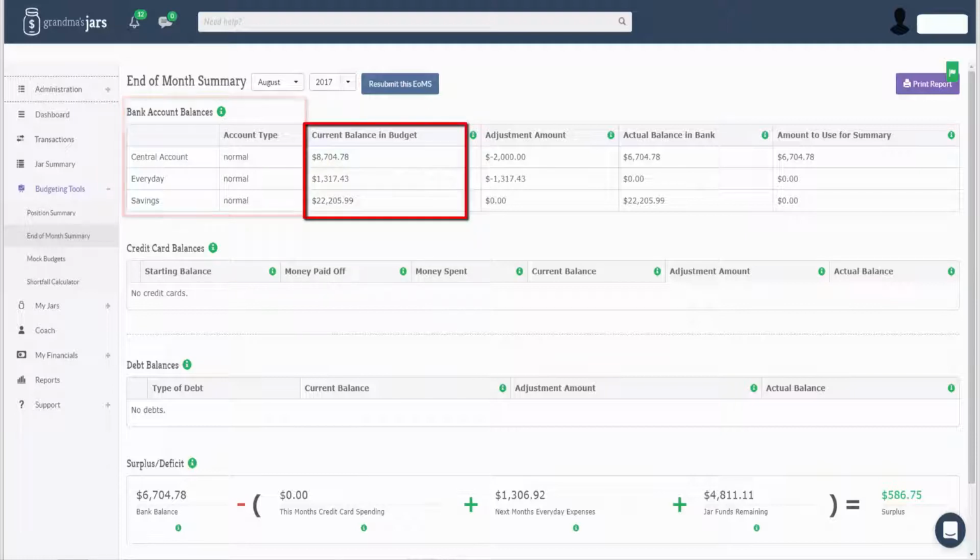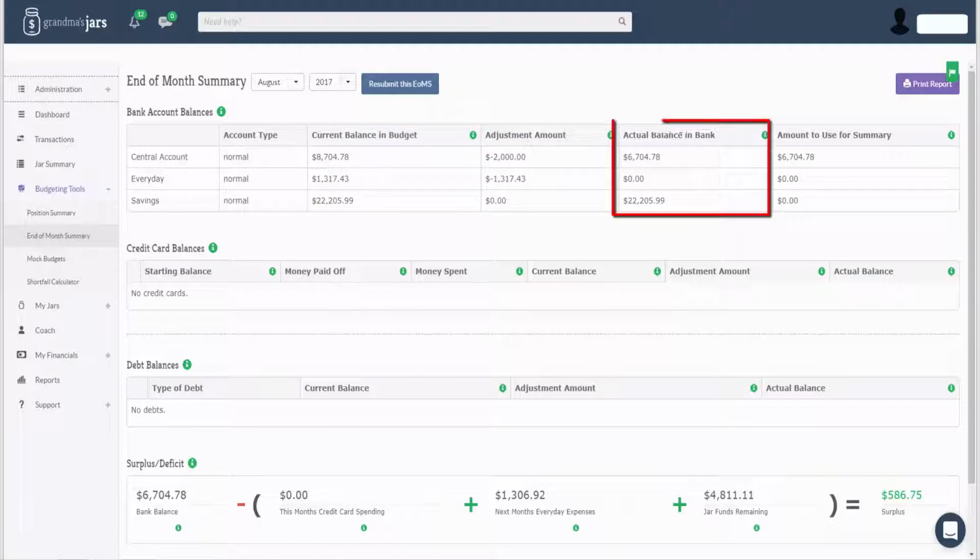We can then see the current balance in the budget. The current balance is what the budget believes you should have in your bank accounts based on the starting balance at the beginning of the month and all the transactions you have entered into the budget throughout the course of the month. Now the actual balance column is where you update the budget with the actual balances of each of your bank accounts on the last day of the month.